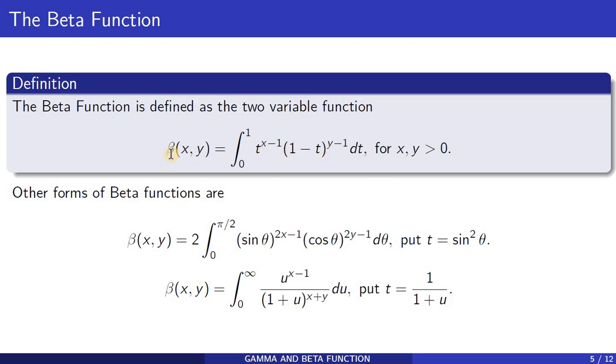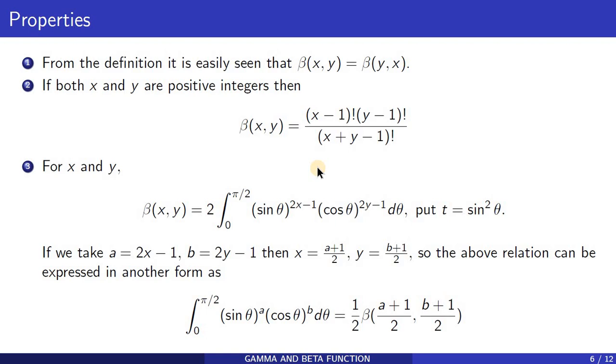Another easy method to observe that beta of x comma y is equal to beta of y comma x is to put 1 minus t equal to theta. Then your t will become 1 minus theta. So there is just an exchange between these two. That's how they are the same.